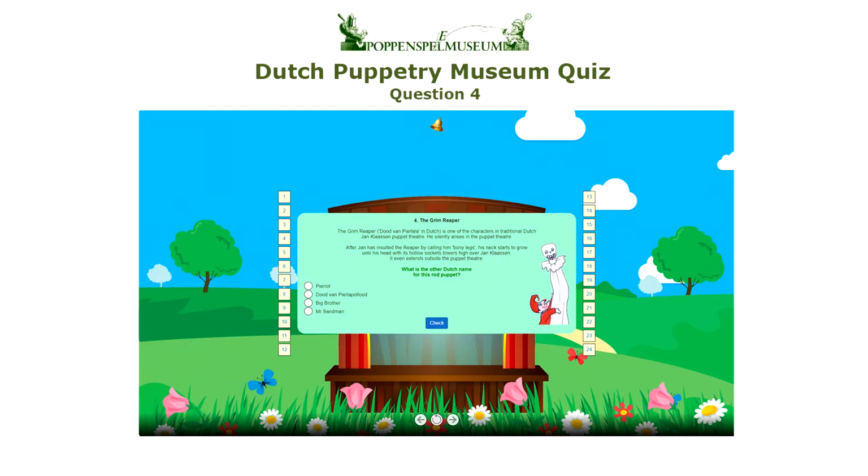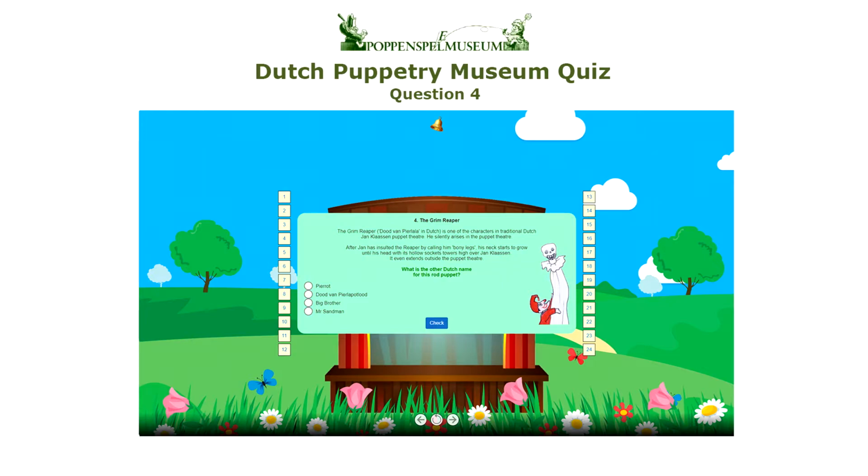4. The Grim Reaper. The Grim Reaper, Dood Vampier Lala in Dutch, is one of the characters in traditional Dutch Jan Klaassen puppet theatre. He silently arises in the puppet theatre. After Jan has insulted the Reaper by calling him bony legs, his neck starts to grow until his head, with its hollow socket, towers high over Jan Klaassen. It even extends outside the puppet theatre.